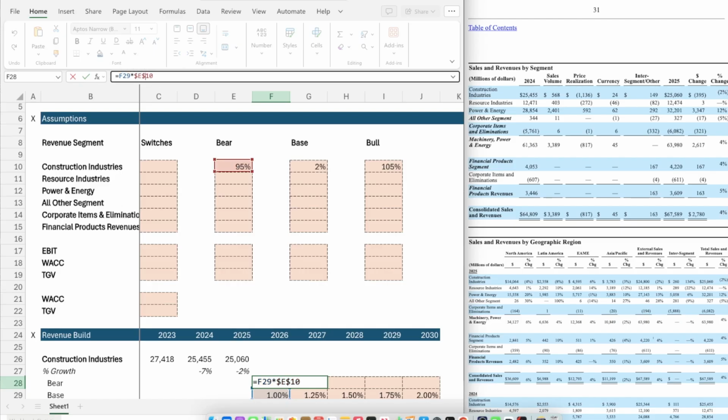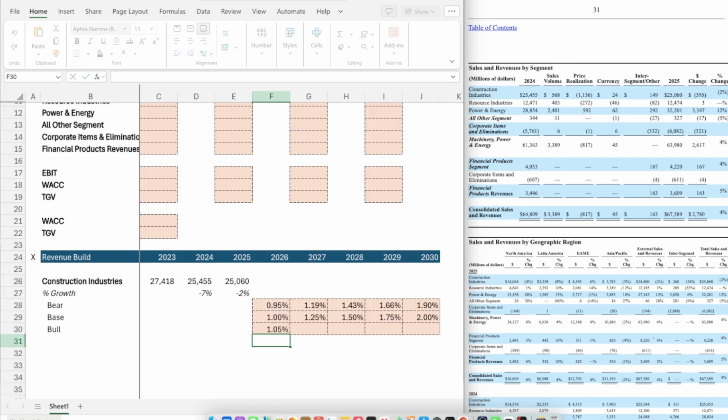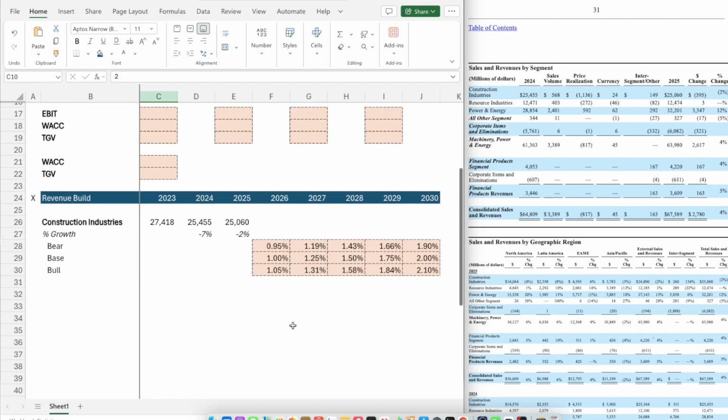Lock in. There we go. Multiplied by I10, I think it is, isn't it? Let's put 2 in here. And that's our base case when we put 2.